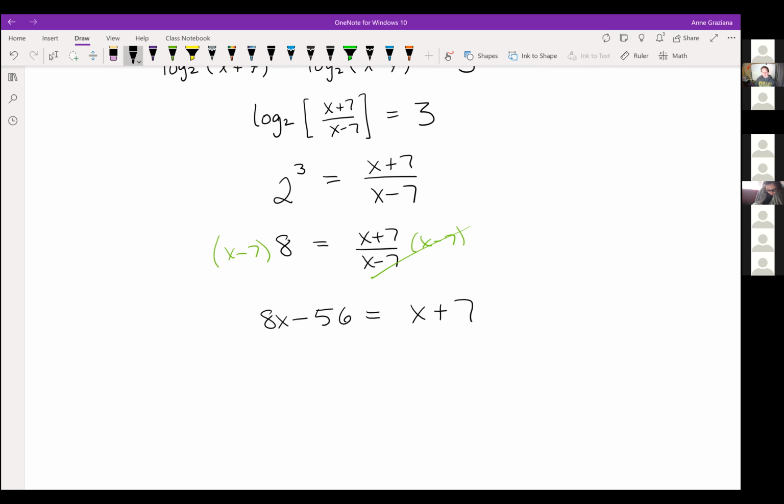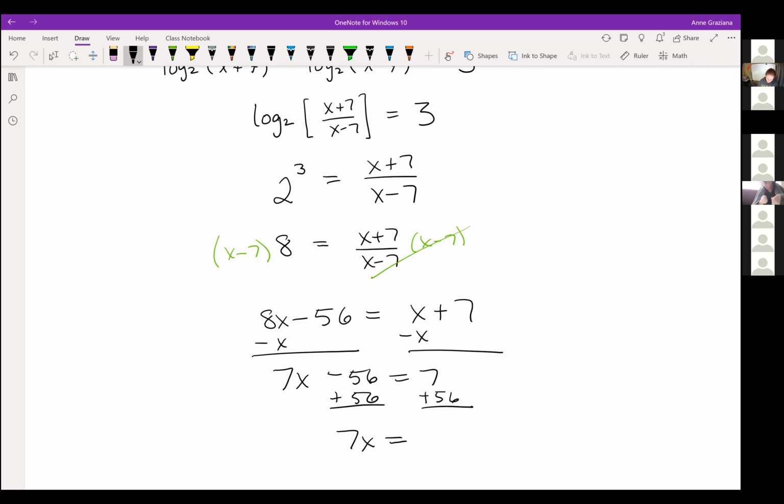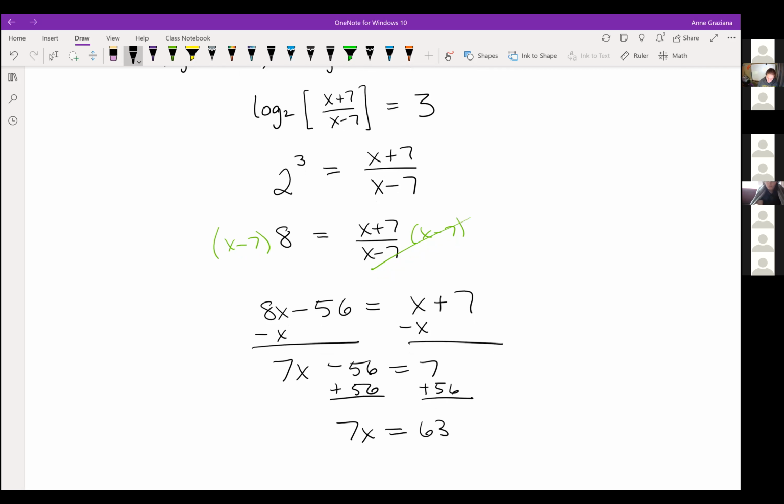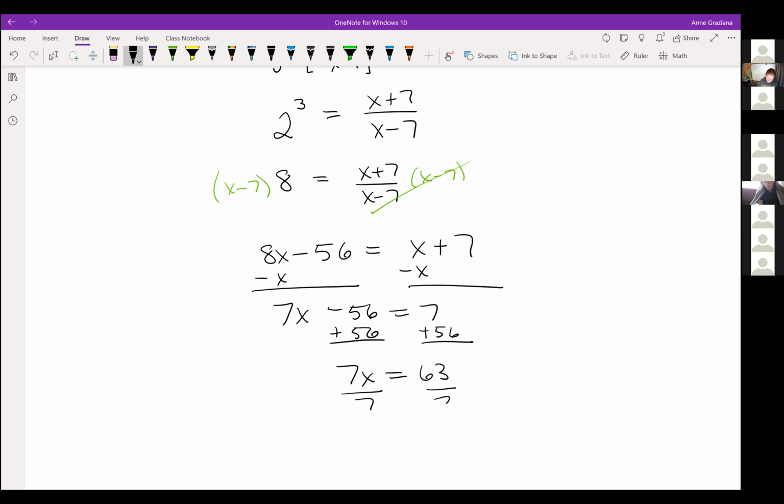Ooh, so something that's nice here is this is not a quadratic. All right. I get 7x minus 56 is equal to 7. Add 56. 7x is equal to 63. And did anybody else get this? Did anybody get 9? All right, sweet. Now, before we box it in, let's check.